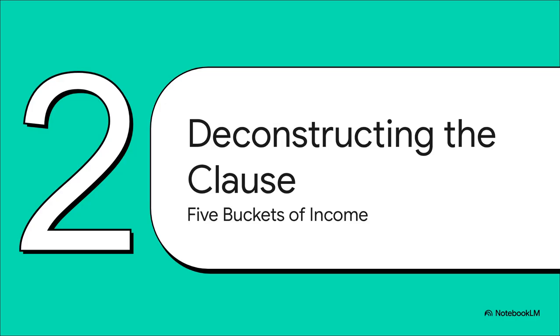All right, to make this really practical, it helps to think of Clause 16 as having 5 distinct buckets. Each bucket is designed to hold a very specific type of income that you've got to report if it's not already sitting in the P&L.